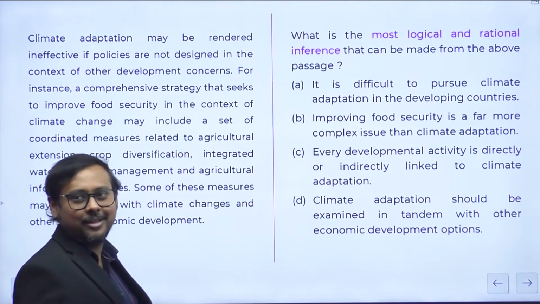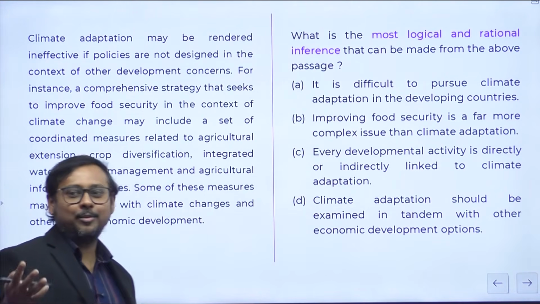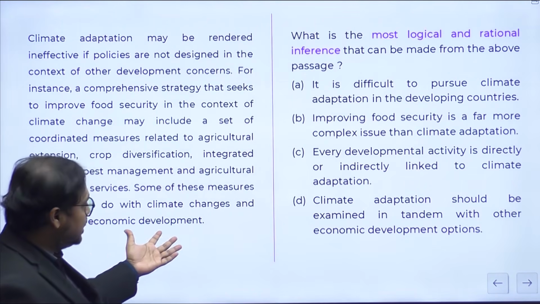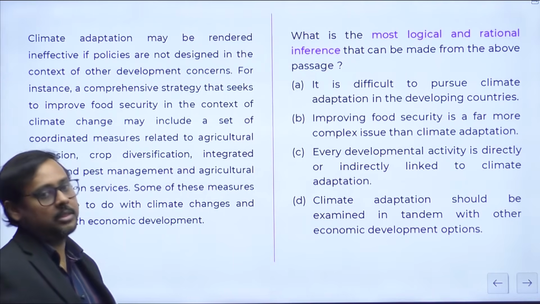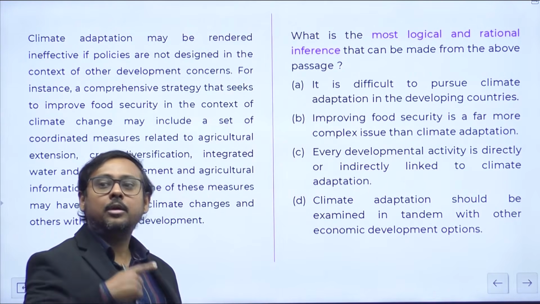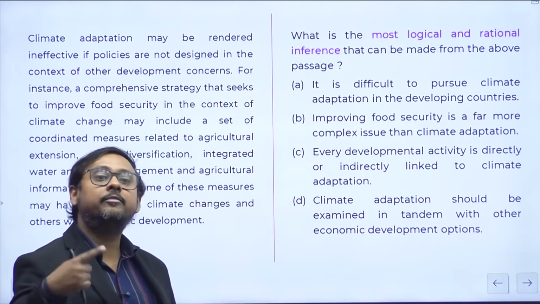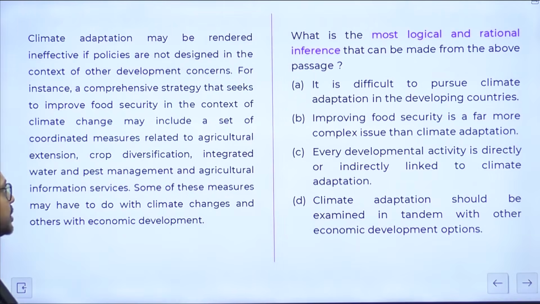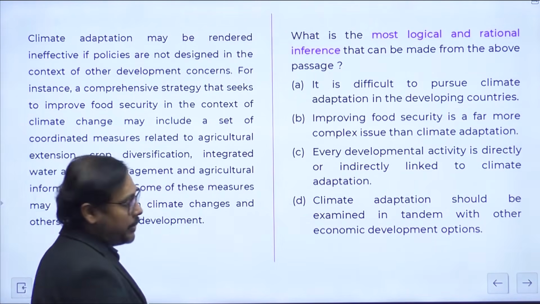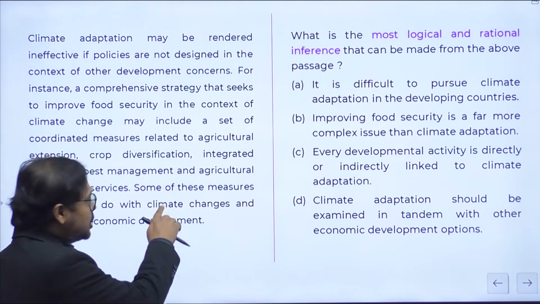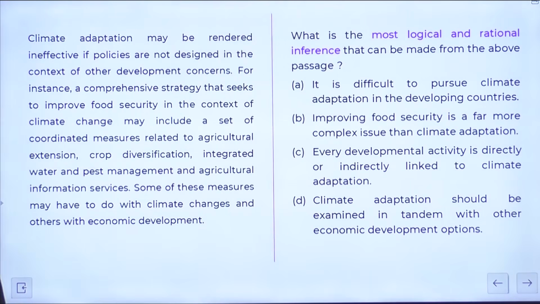In the exam I will not be there, so the collective voice will not be there. It will be your head, your intellect. So yes, D is the answer, but we have to understand why A, B, C are incorrect, so that when we go to the next passage, we understand the way an incorrect option in an inference passage is framed. Option A: it is difficult to pursue climate adaptation in developing countries. Why is that incorrect? There is no mention of developing countries.